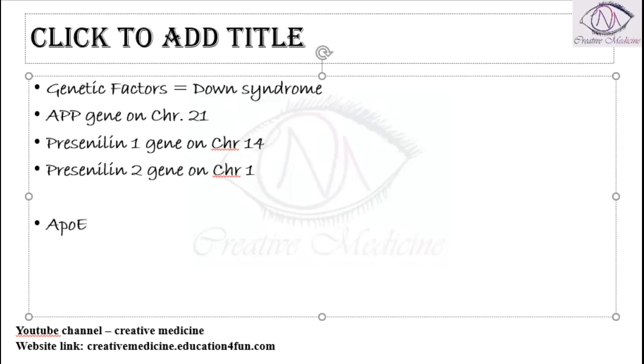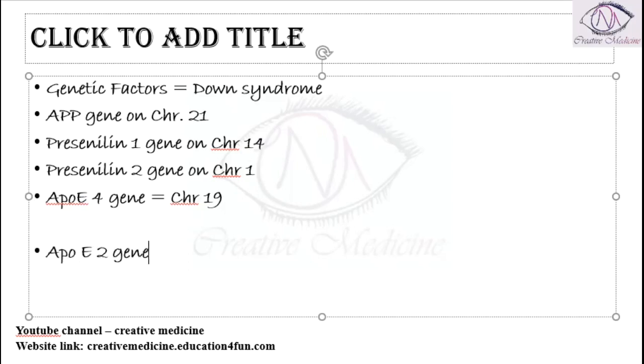Then we also have the ApoE4 gene, which is present on chromosome 19. So all these are associated with Alzheimer's disease. Then we have the ApoE2 gene, which is present on chromosome 14; it is actually protective for Alzheimer's disease.